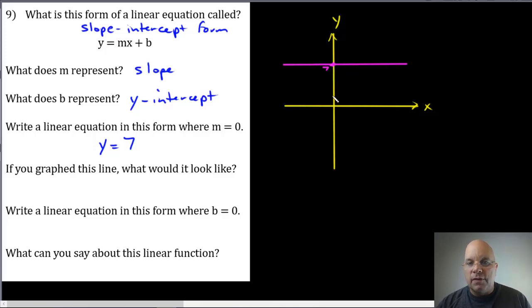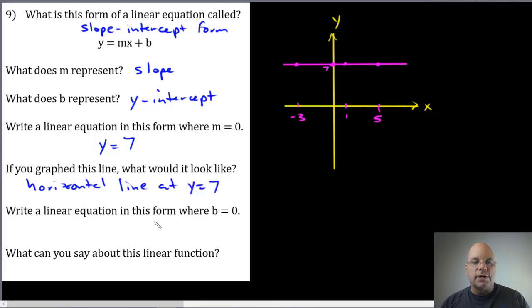At the point at which y is 7, there will be a horizontal line, because no matter what x is, if x is 1, y is 7. If x is 5, y is 7. If x is negative 3, y is 7. And so that results in a horizontal line at y equals 7.